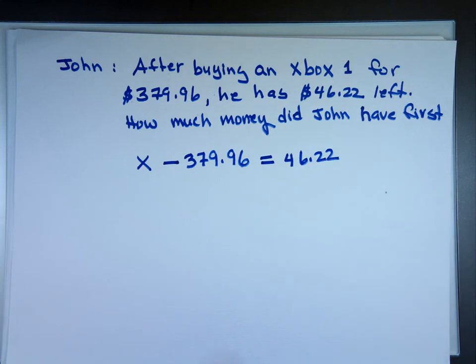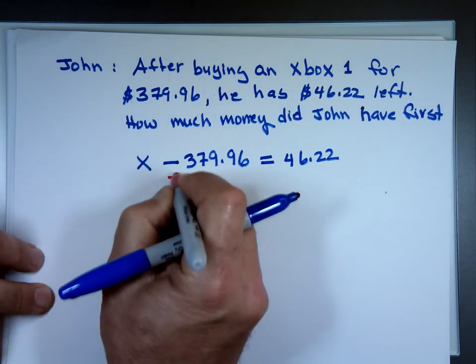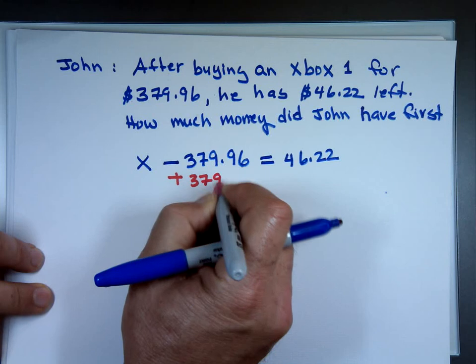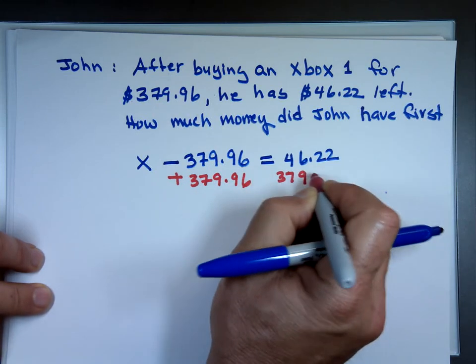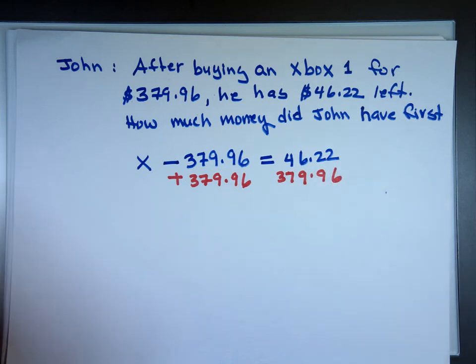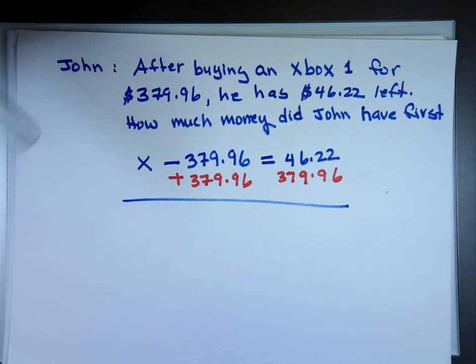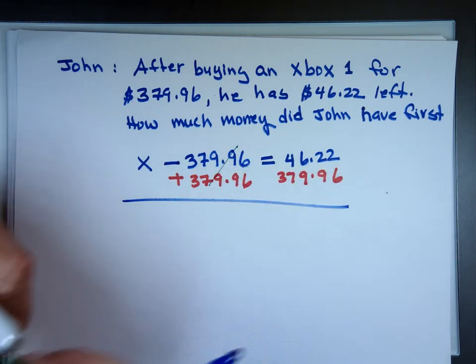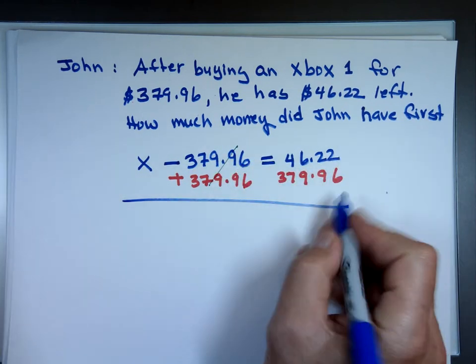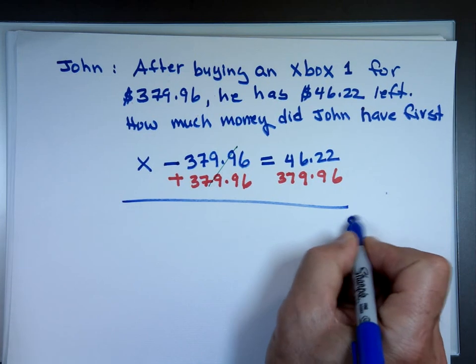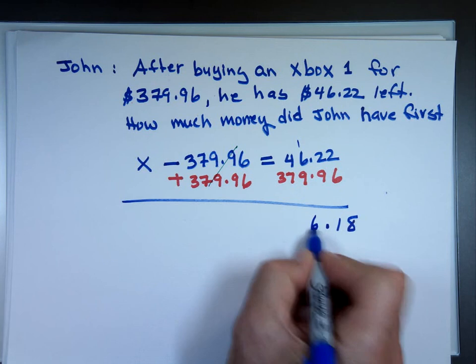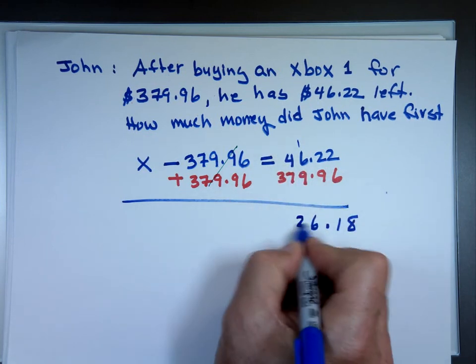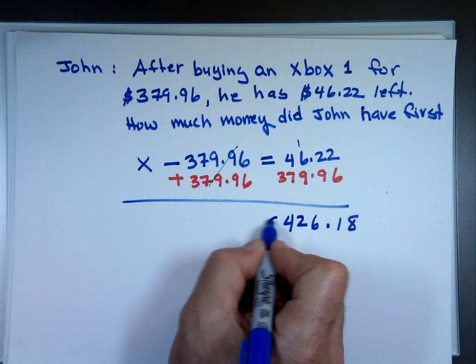So that's a minus. So what's the opposite to subtractions? We add 379.96. Let's add them. 6 and 2, 8. 9 and 2, 11. 1 carry 1. This will be 16. 6 carry 1. $426.18 initially he had.